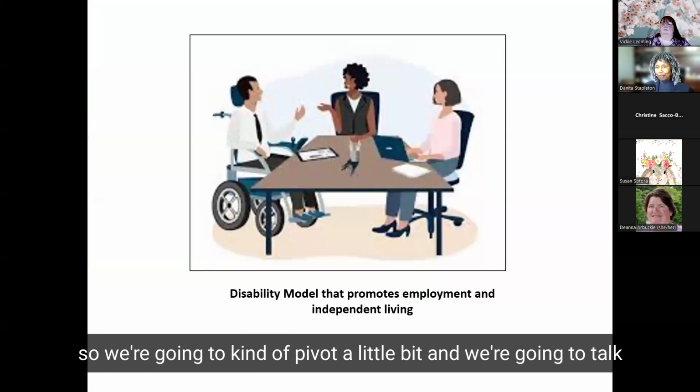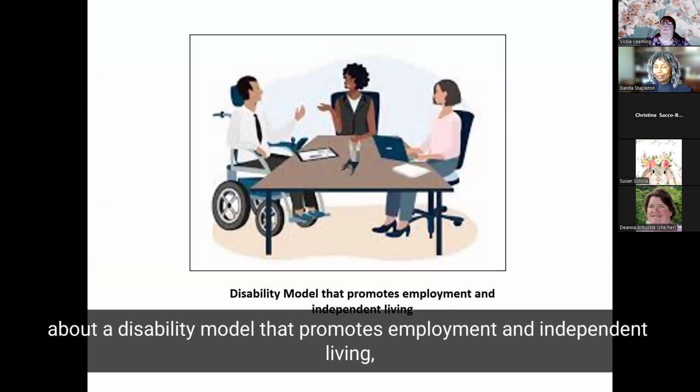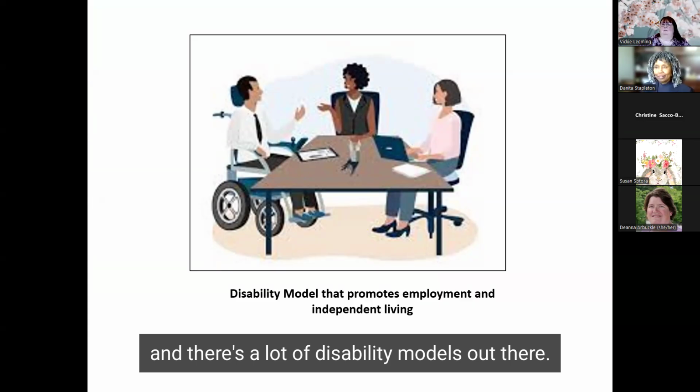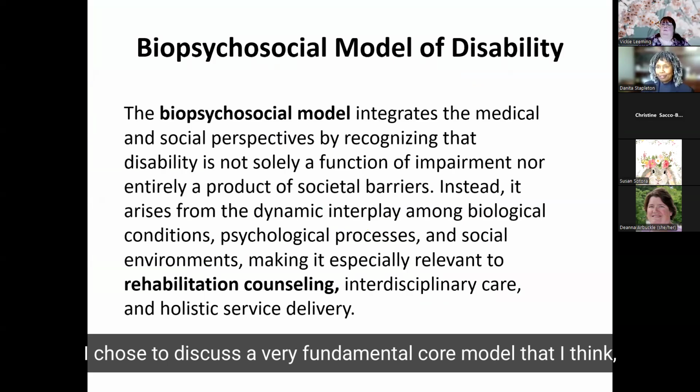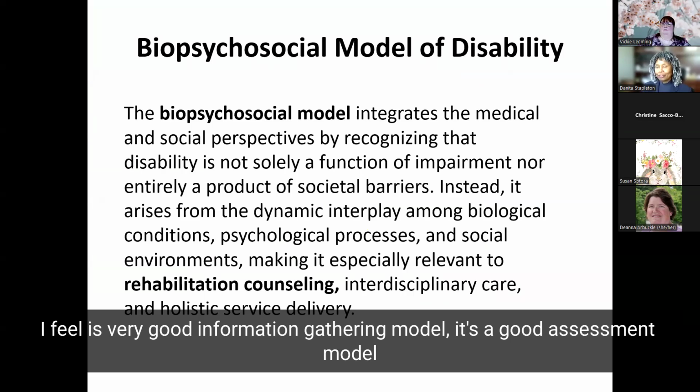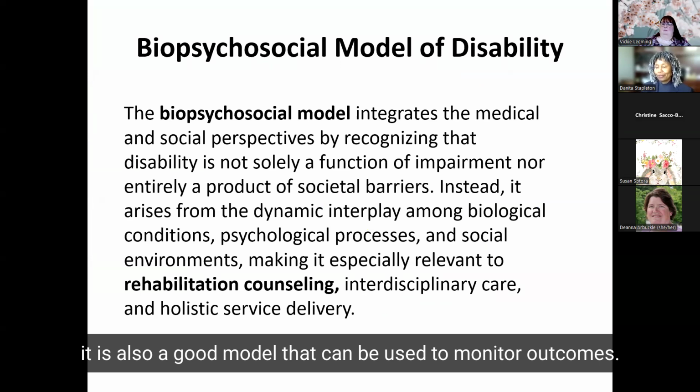Okay, so we're going to pivot a little bit and talk about a disability model that promotes employment and independent living. And there are a lot of disability models out there. I chose to discuss a very fundamental core model that I feel is a very good information gathering model. It's a good assessment model, and it's also a good model that can be used to monitor outcomes.